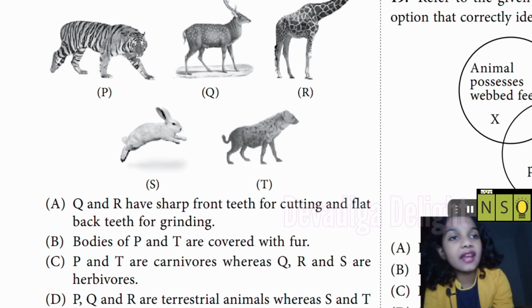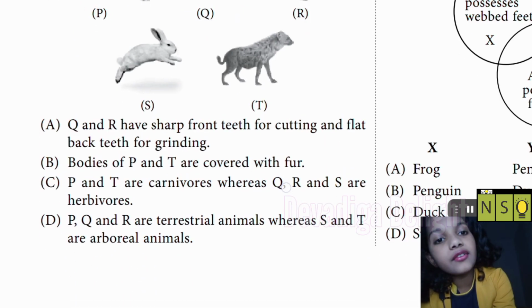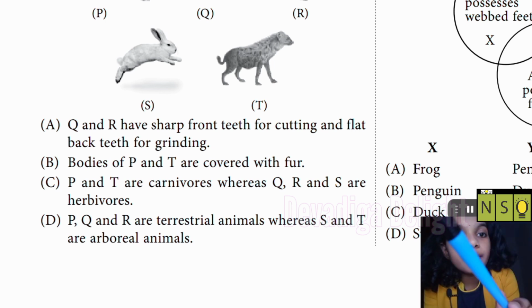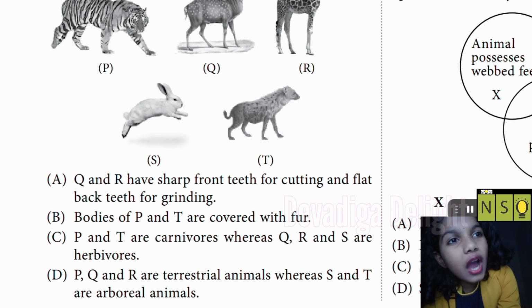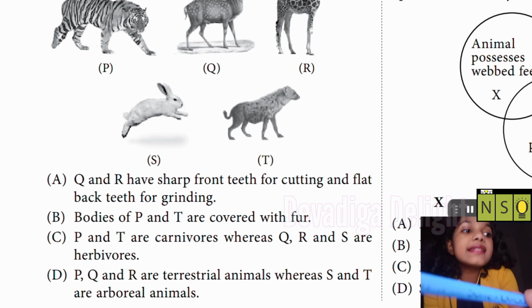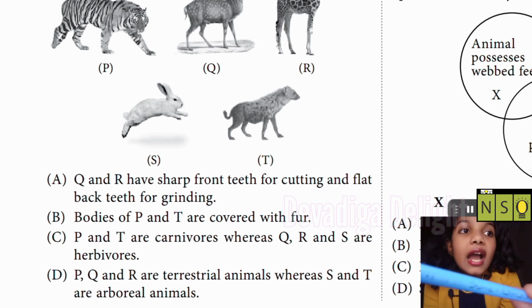So P and T are carnivores, Q, R and S are herbivores. That makes it the correct one, but we are searching for the incorrect one. If you see, P, Q, R are terrestrial animals, whereas S and T are arboreal animals. So P, Q, R are terrestrial animals, but S and T are not arboreal animals, as S is a hare and T is a hyena.